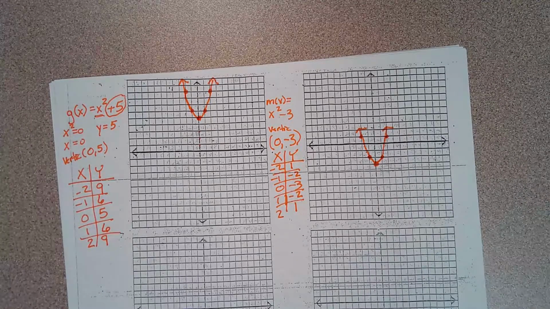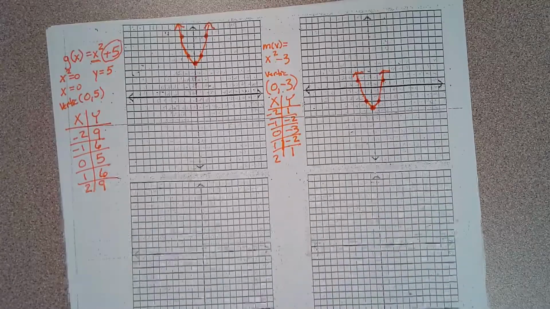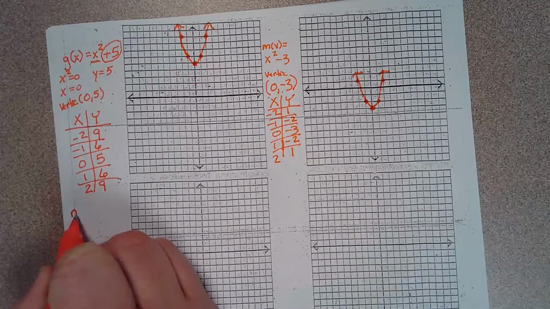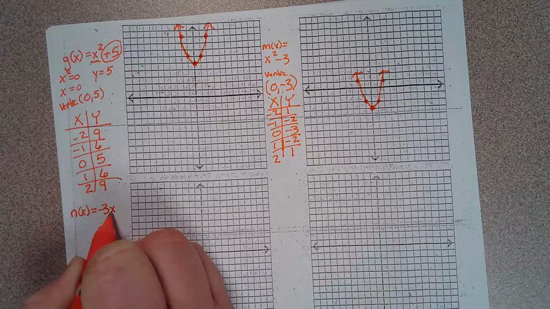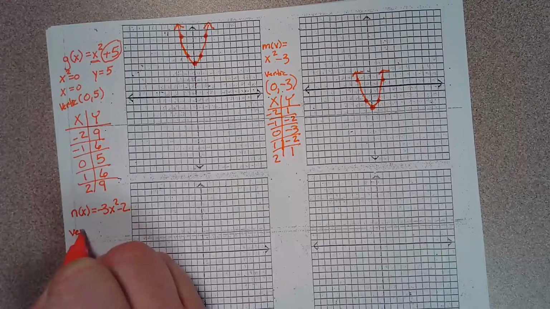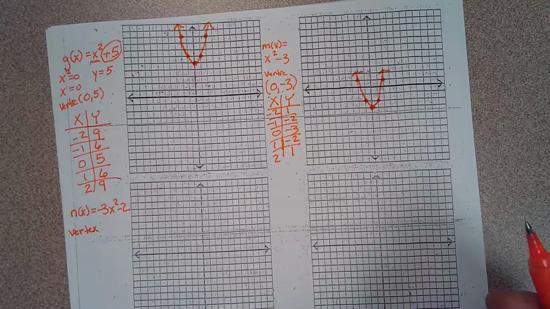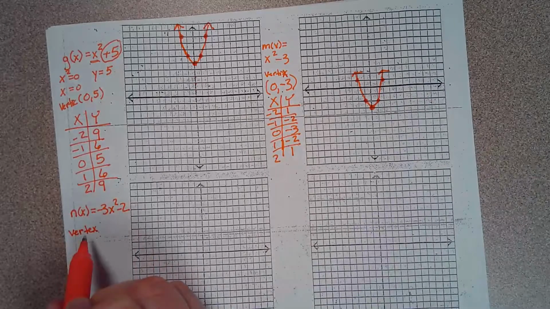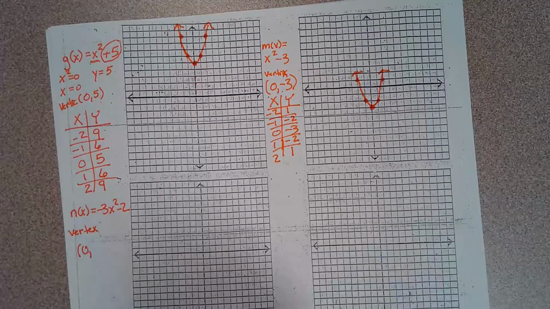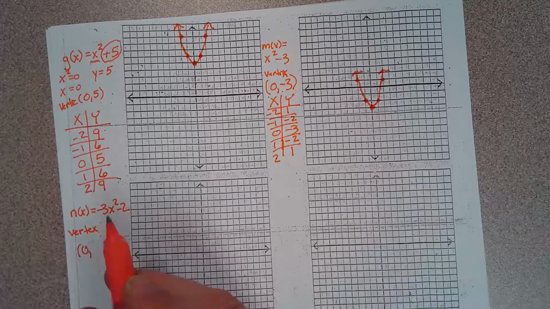Let's look at number 3 and 4, because those are something a little special. Now we're getting into some changes. So for number 3, I have n of x equals negative 3x squared minus 2. So the vertex is still going to be the same. So the vertex is going to still be 0 for x, because negative 3x squared equal to 0. Well, I divide a negative 3 into 0, it's still 0. And then when you square root 0, it is still 0. The y value is negative 2.